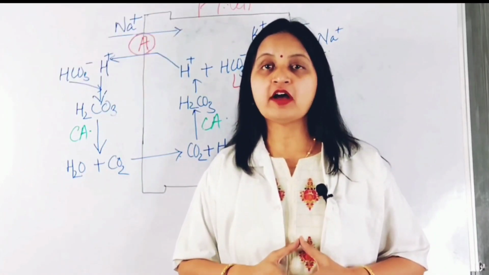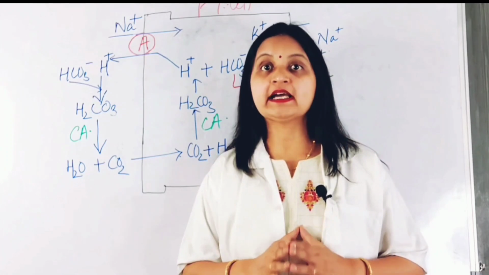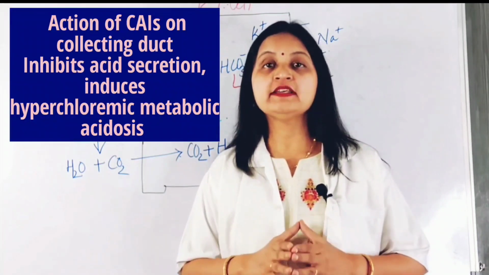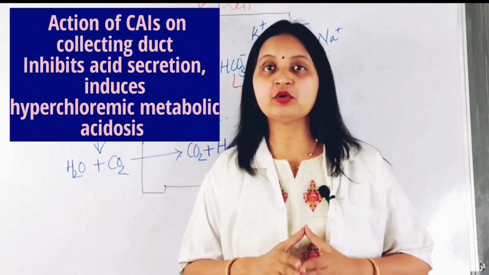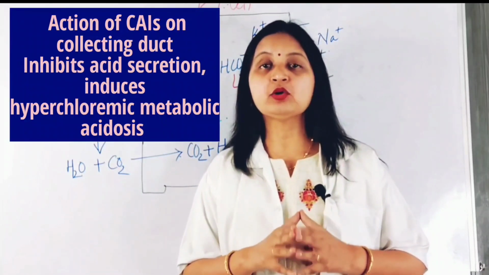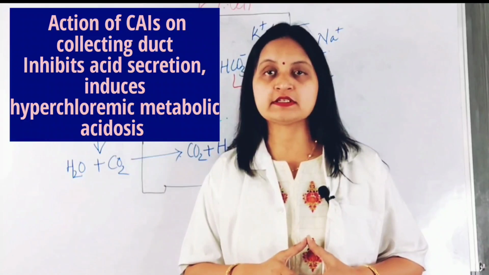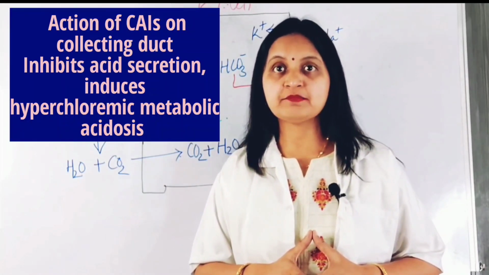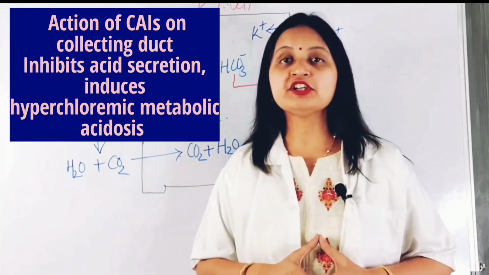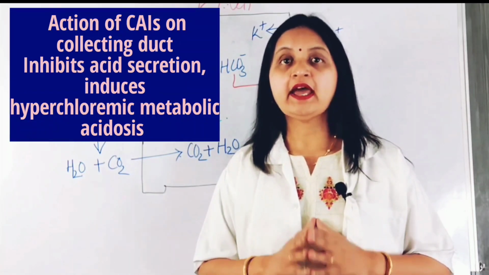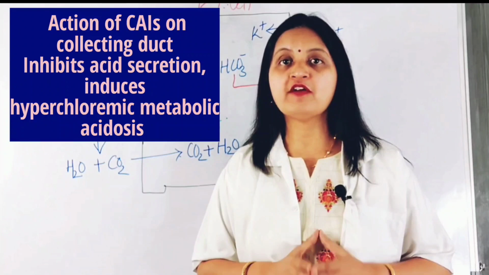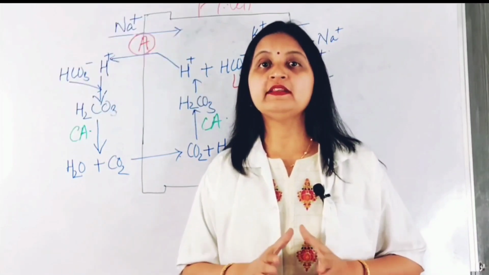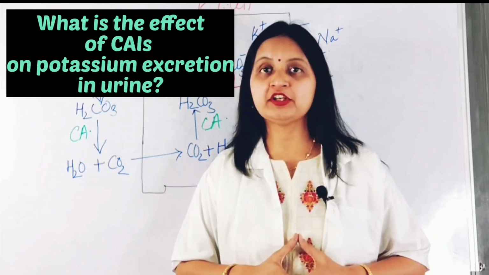Also, the action of carbonic anhydrase inhibitors on the collecting duct inhibits the secretion of acid. So this induces metabolic acidosis and causes hyperchloremic metabolic acidosis. Thus, hyperchloremic metabolic acidosis occurs because of increased excretion of bicarbonate in urine and inhibition of excretion of acid into the tubular lumen. So what is the effect on potassium excretion in urine?